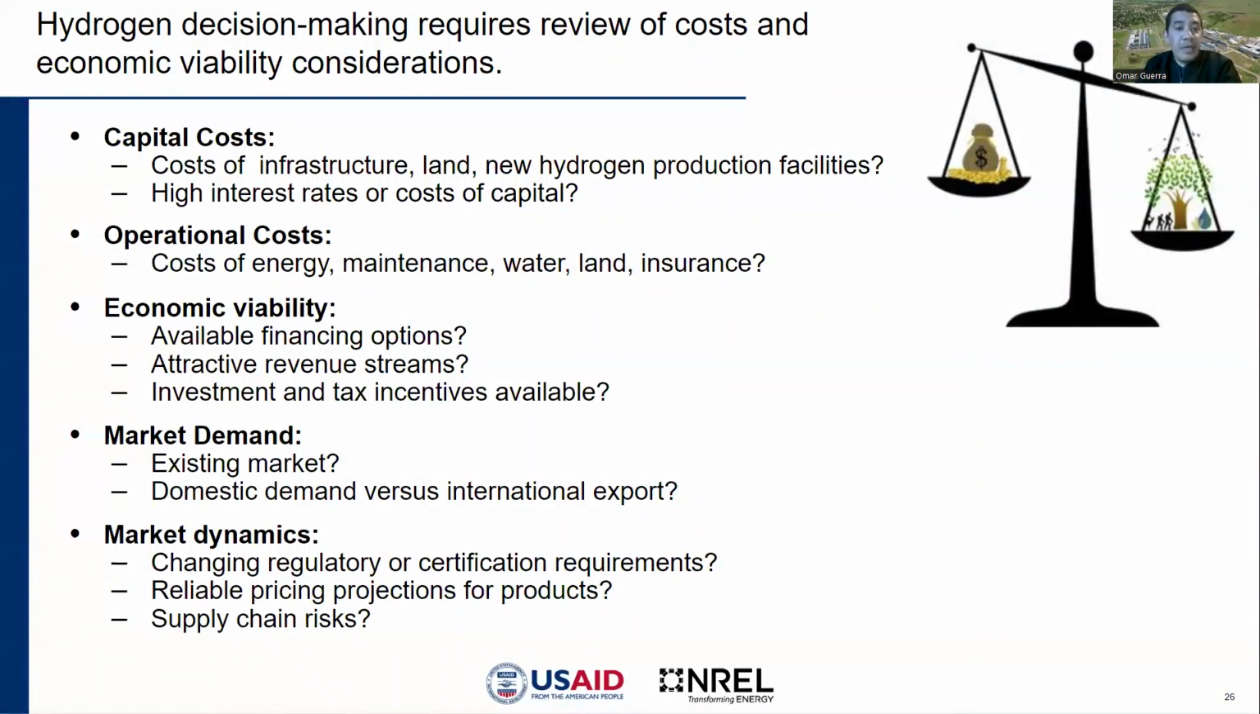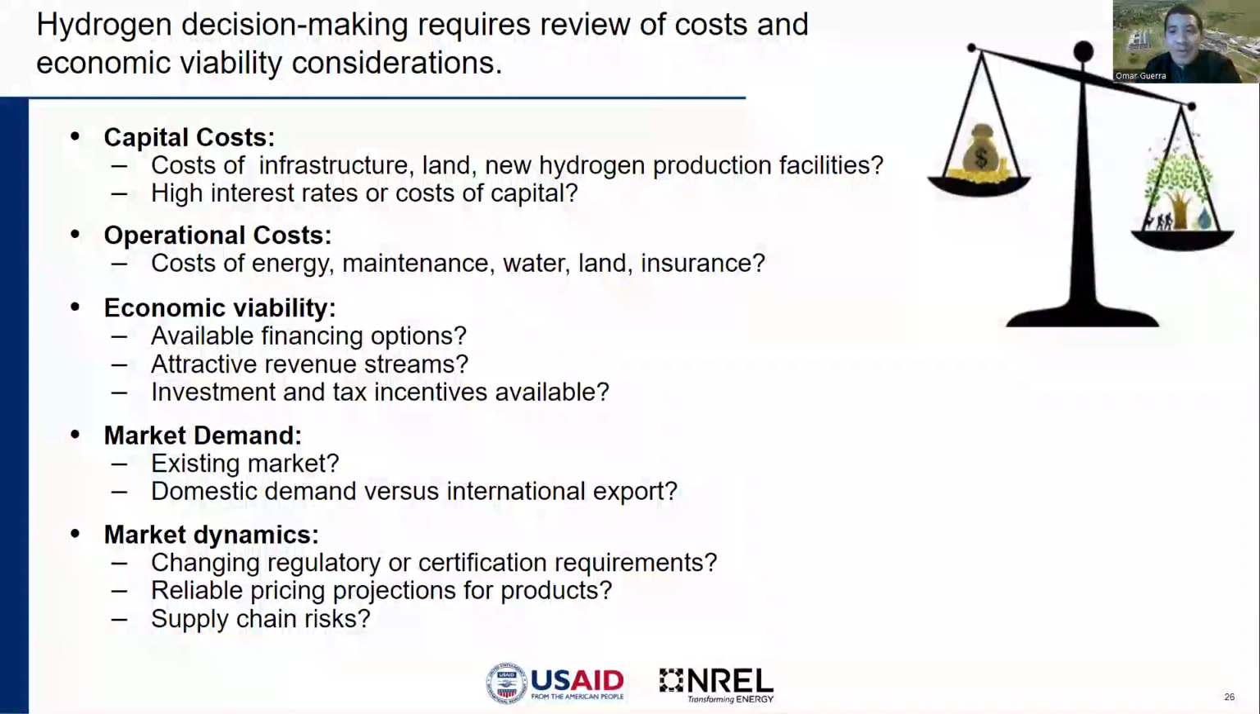Economic feasibility, right? Do we have financing options in place that we could use to develop the project? Do we have any investment or tax incentive available? Again, this is very important for the economics of hydrogen production. Market demand, as I mentioned before, for ammonia, you have a market, right? There is a demand. So do we have an existing market for that product that we want to produce based on clean hydrogen, for example? Do we have a domestic demand versus international opportunity to export that hydrogen?